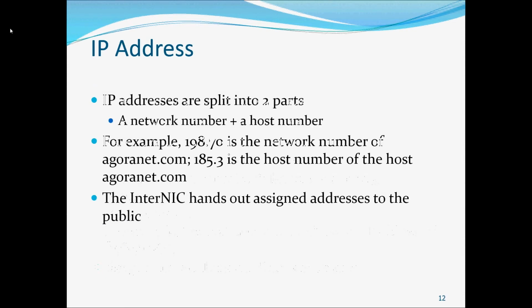Now, the IP address is split into two parts, the network number and a host number. So, for example, 198.70 is the network number, and then the host number is 185.3. The InterNIC hands out assigned addresses to the public.